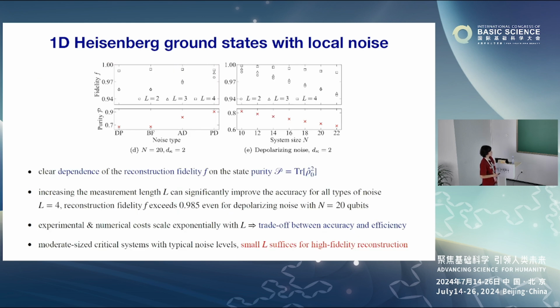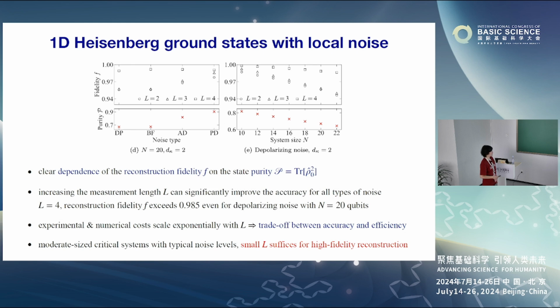And we can also compare the results with different kinds of measurements. Previously we only took L equals 2. Then we can enlarge this L. We see that increasing L has significantly improved the accuracy for all types of noise. For example, for L equals 4, the reconstruction fidelity is above 0.985, even for the 25th, it is like here.